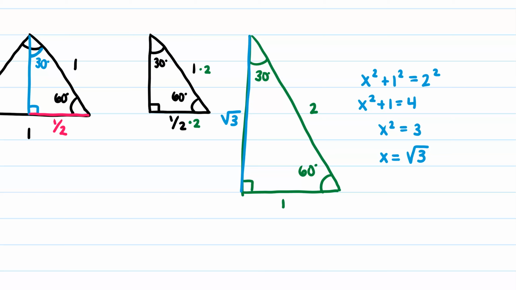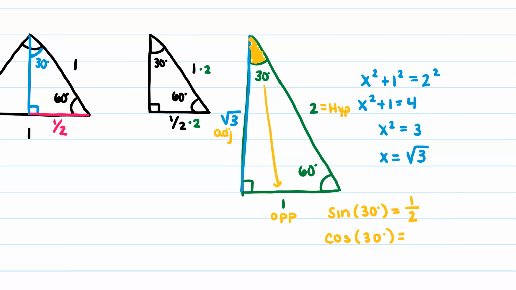So let's first look at 30 degrees. If we're looking at 30 degrees, opposite is 1, adjacent is square root of 3, and hypotenuse is 2. So if I wanted the sine of 30 degrees, I would do opposite 1 over hypotenuse 2. And then cosine of 30 degrees. Cosine is adjacent over hypotenuse. So adjacent is the square root of 3, and then hypotenuse is 2. So the sine of 30 is 1/2. The cosine of 30 degrees is square root of 3 over 2.